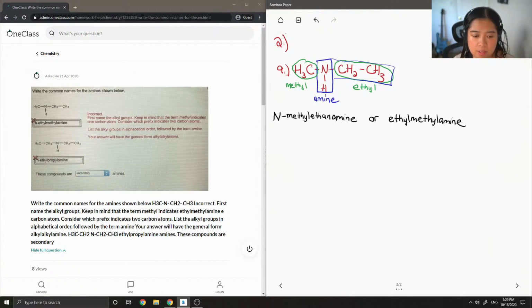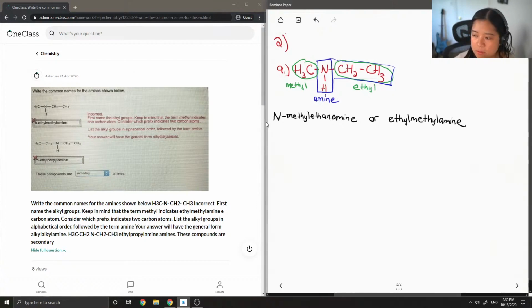So first, name the alkyl groups. Keep in mind that the term methyl indicates 1. Consider which prefix indicates 2. List the alkyl groups in alphabetical order, followed by the term amine. So your answer will have the general form alkyl, alkyl, amine. And that's where we got this ethyl, methyl, amine.